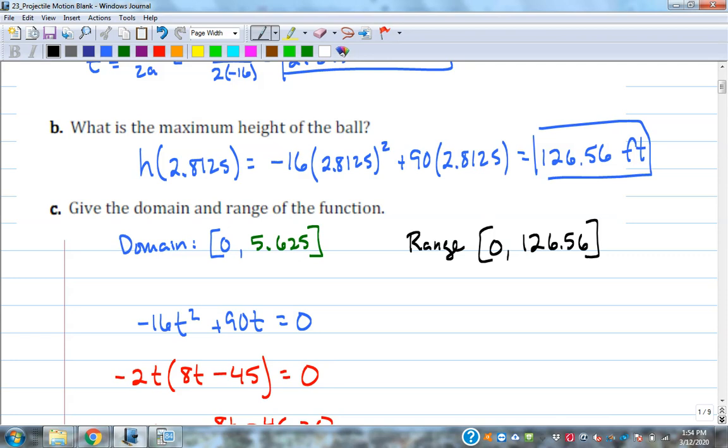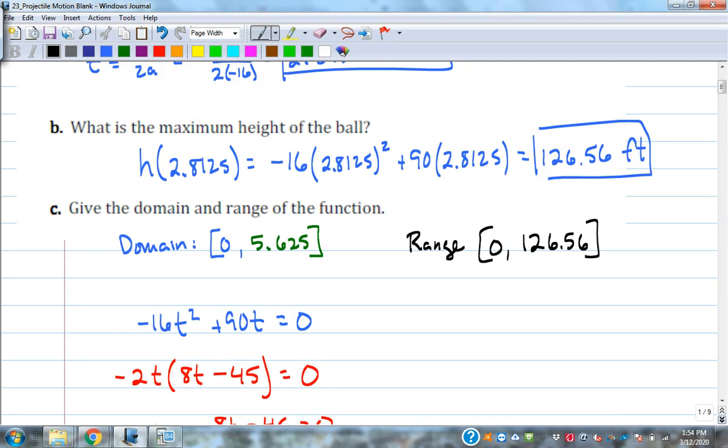All right. So vertex, anytime it says something about maximize or minimize, you know you're finding the vertex. Anytime it talks about hitting the ground or leaving the ground, you know that's where it's equal to 0. Those are the solutions or the x-intercepts. That's the idea with this projectile motion.